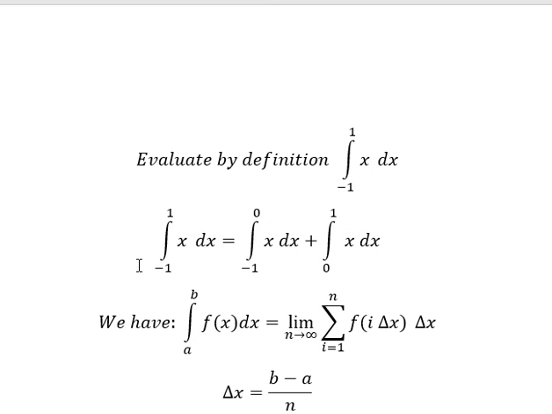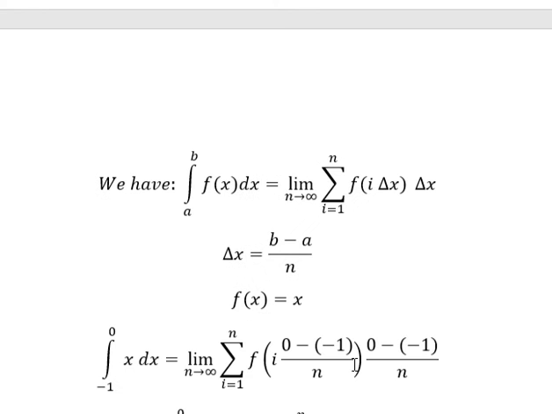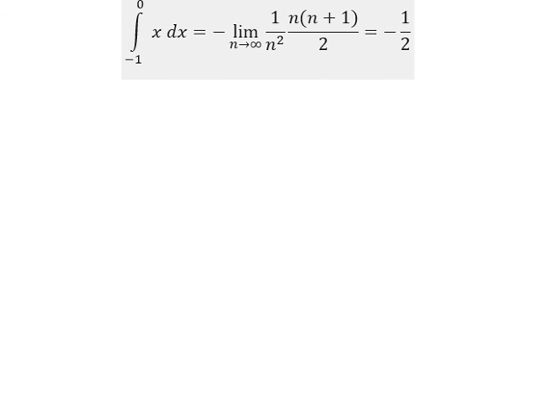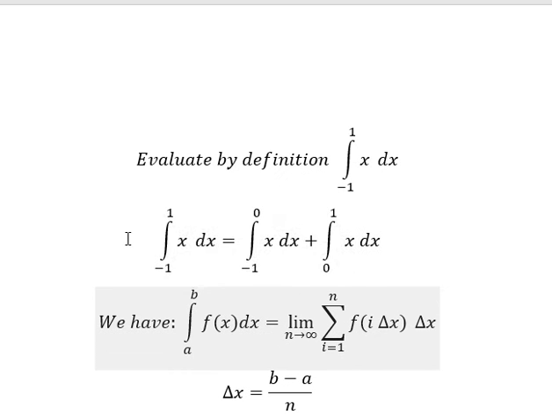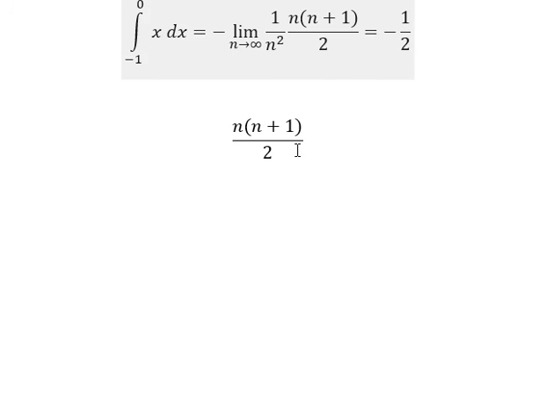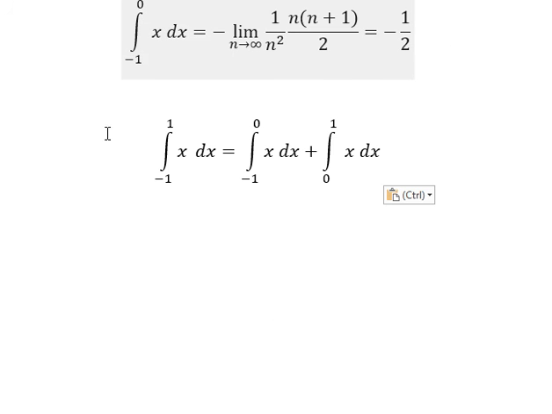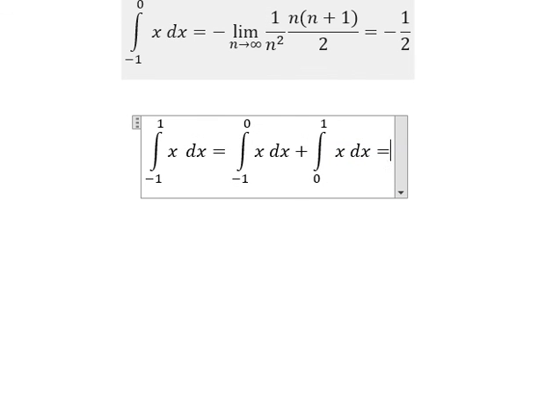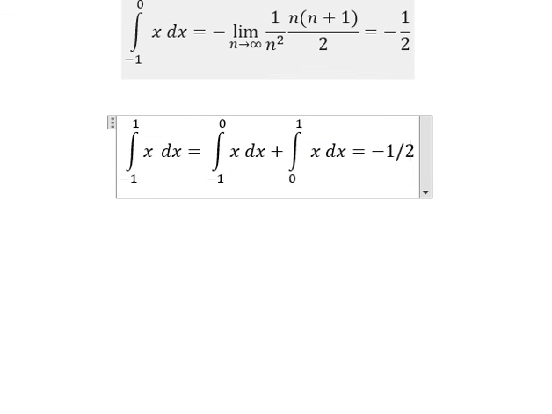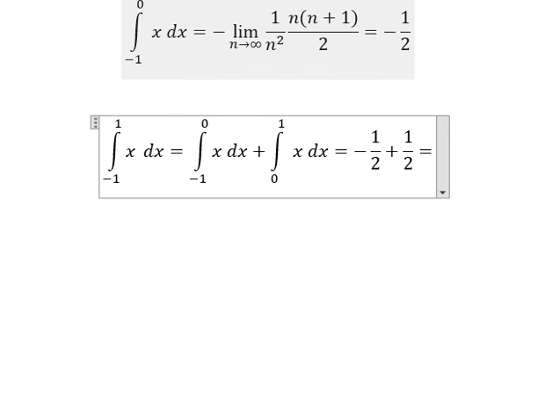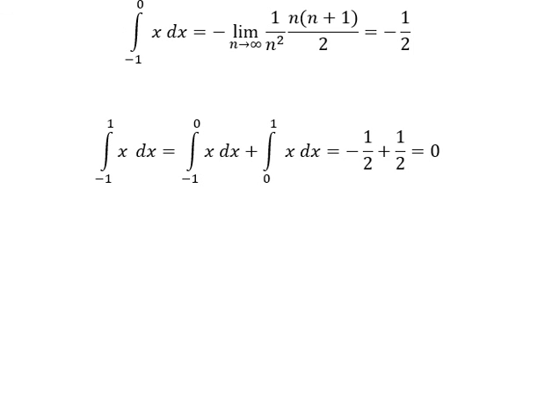Now we have this one. So this one we have negative 1 over 2. This one we have positive 1 over 2. And we have 0. This is the end.